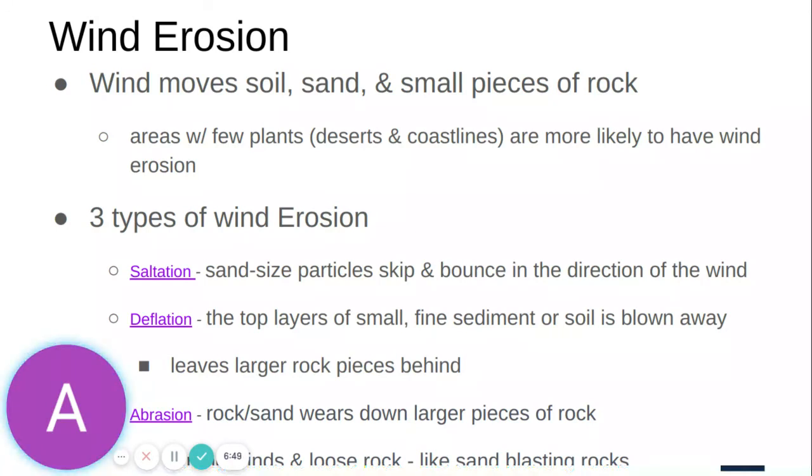There are 3 types of wind erosion: saltation, deflation, and abrasion. So saltation is when sand-sized particles skip and bounce in the direction of the wind. As they're skipping and bouncing, they're also going to cause erosion with the other materials that the sand-sized particles come in contact with. Then you have deflation, where the top layers of small, fine sediment or soil are blown away, and it leaves larger rock pieces behind. And then you have abrasion, which is sand wearing down large pieces of rock, almost like sandblasting.